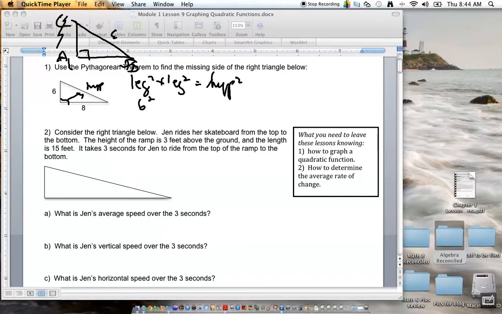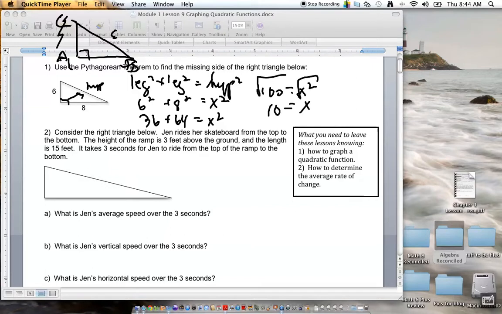So 6 squared plus 8 squared is x squared. 36 plus 64 is x squared. I add them up, I get 100 is x squared. I square root both sides. X is 10. Okay? Now, to me, that should be a very simple, very fundamental question coming out of Math 8, which in your case was Math 7 Accelerated.